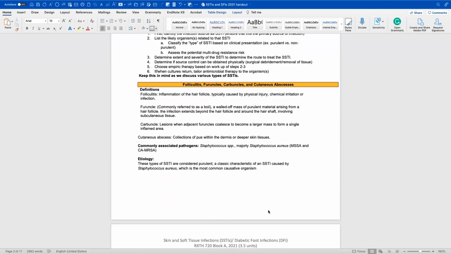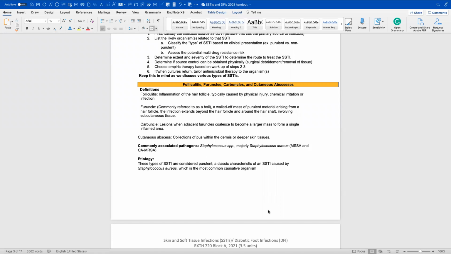So going through, we're going to start from the bottom up. When we think about definitions of SSTIs, you can have one being folliculitis. Folliculitis is common. It's inflammation of the hair follicle, typically caused by physical injury, chemical irritation, or infection. You can also have a furuncle, which is commonly referred to as a boil. So it's that scale-up of folliculitis. It presents as a walled-off mass of purulent material arising from a hair follicle.